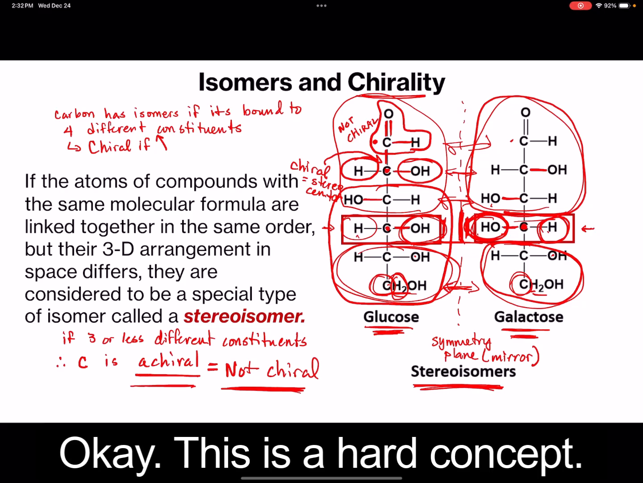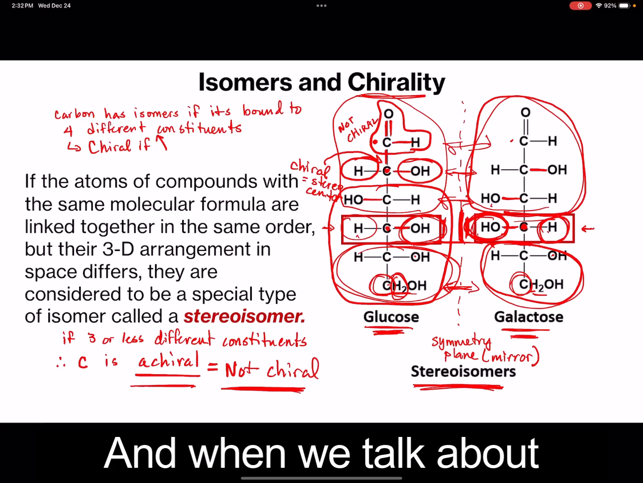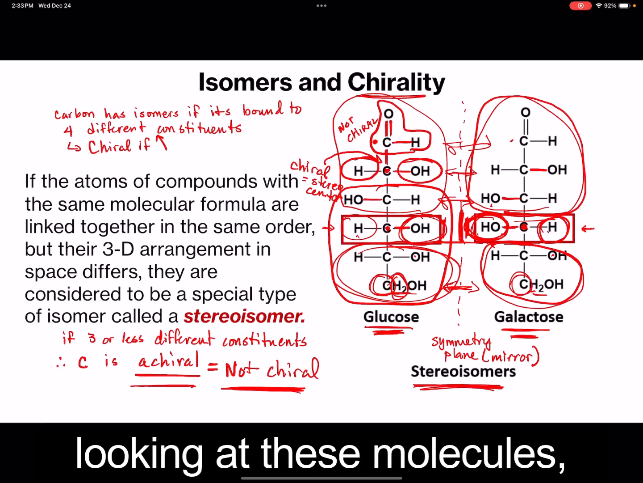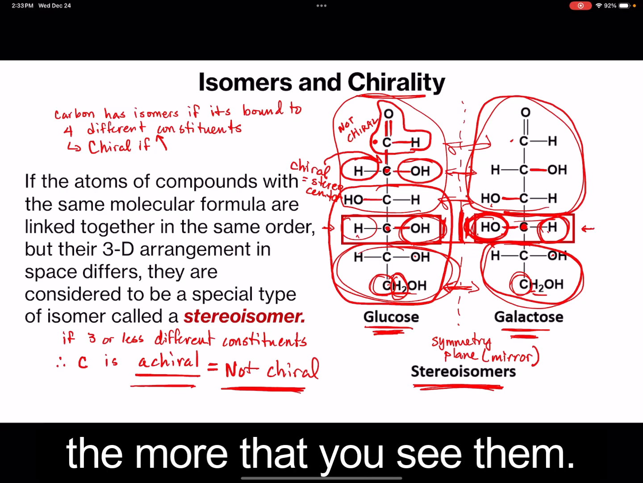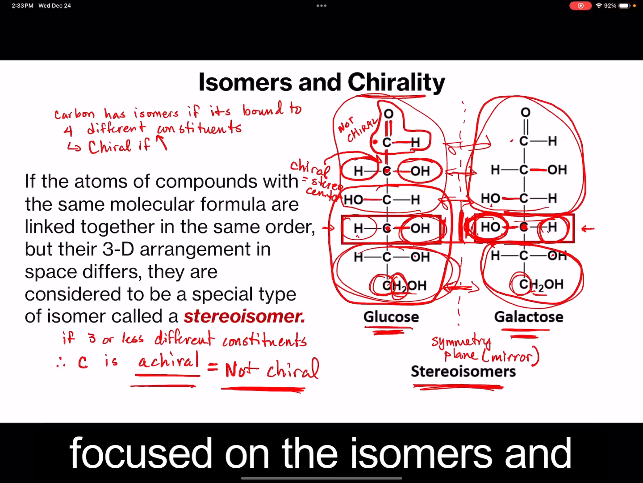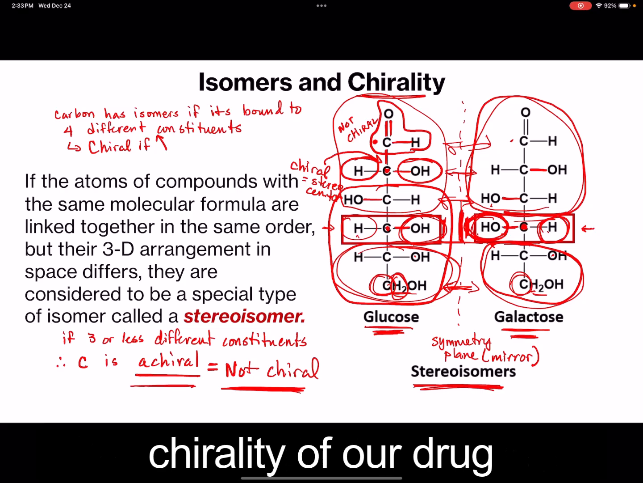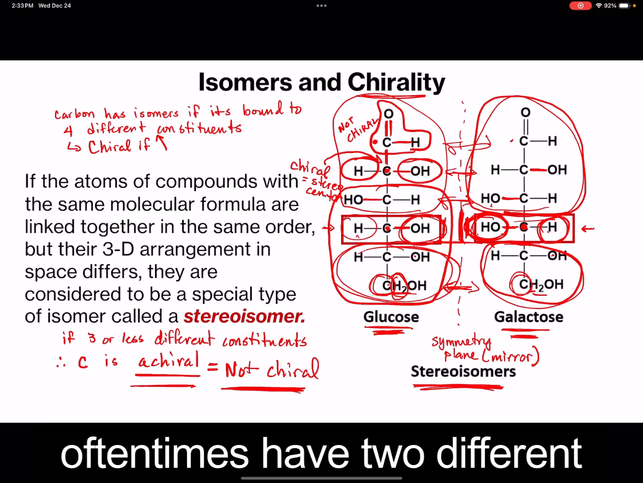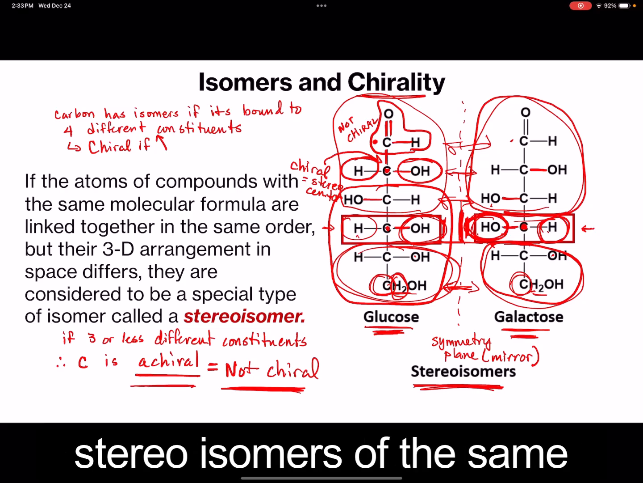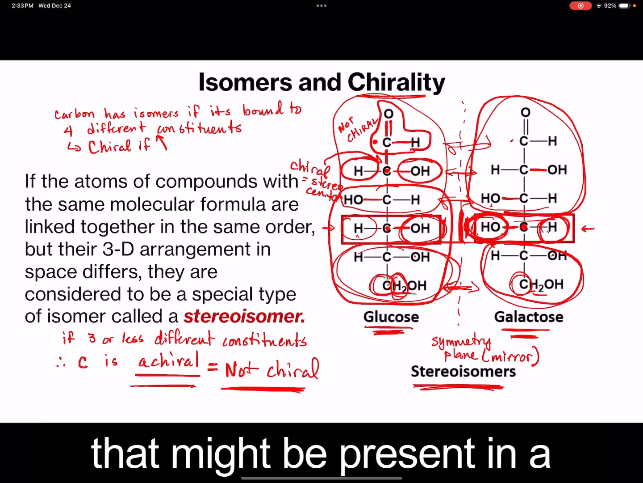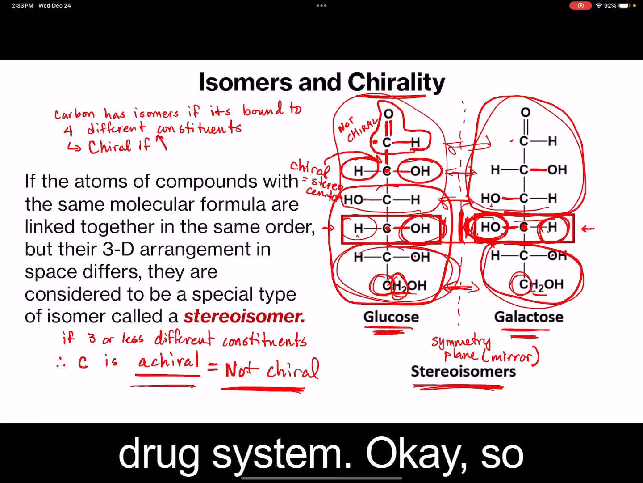Okay, this is a hard concept. And when we talk about chirality and stereocenters and different isomers in this class, you will get better at looking at these molecules the more that you see them. And so I will try to point these out when we're really focused on the isomers and chirality of our drug molecules, because it does make a difference. You can oftentimes have two different stereoisomers of the same compound, or the enantiomers of a compound that might be present in a drug system.